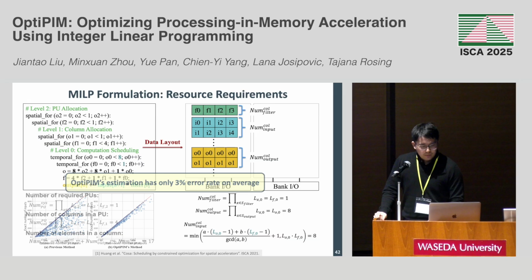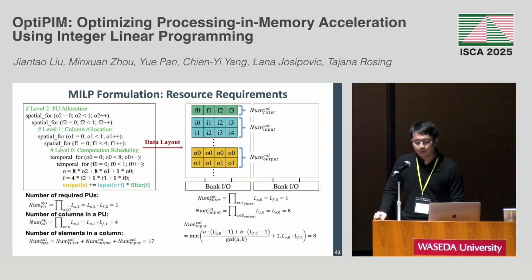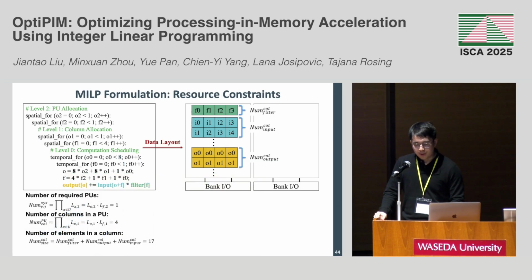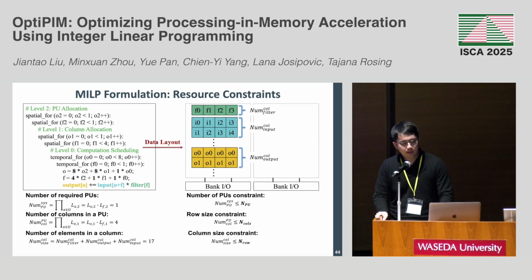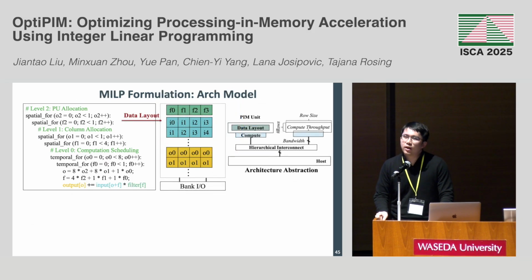And then, once we have all the variables we need, we also need to add a bunch of constraints to make sure that it actually fits inside. The first one is that the number of PUs we utilize should be smaller than the available number of PUs. Second, the number of rows and the number of columns similarly. Then finally, once we have all the constraints and variables we need, we can start modeling the performance.